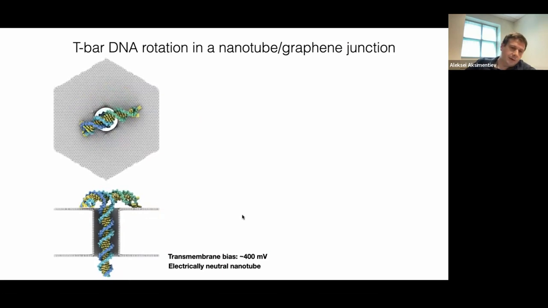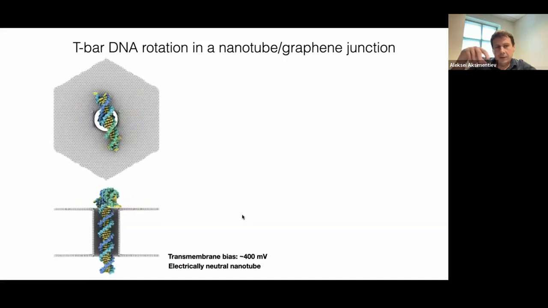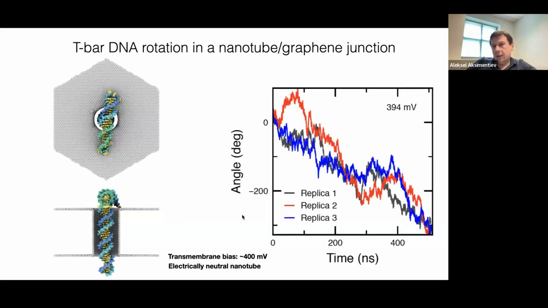So in this particular simulation, we don't have any restraints holding the DNA on the surface of the cylinder. It is held together by the interactions with the graphene membrane. So in this particular case, again, the rotation speed is about 60 million RPMs, which is pretty good.